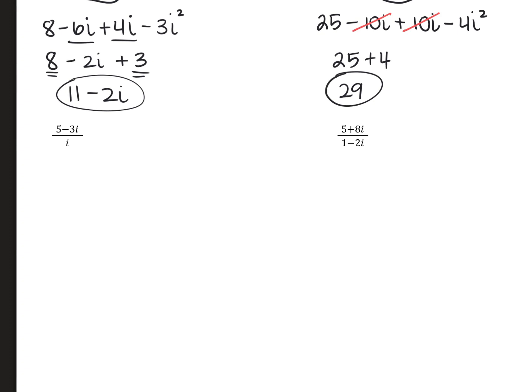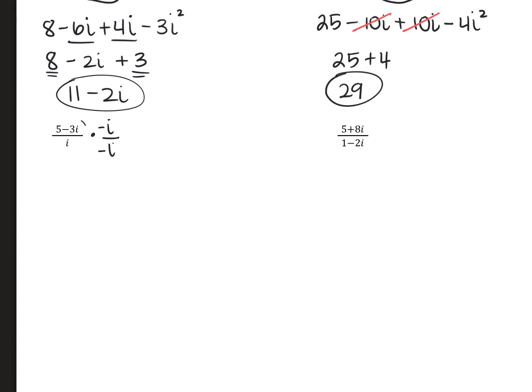What does it mean to do 5 minus 3i divided by i? How do I divide by the square root of negative 1? So we do something very similar where we multiply by conjugates. So instead of multiplying the top and the bottom by the square root, in the case of i's, we multiply the top and the bottom by negative i. And I'm going to tell you why in a second through this example.